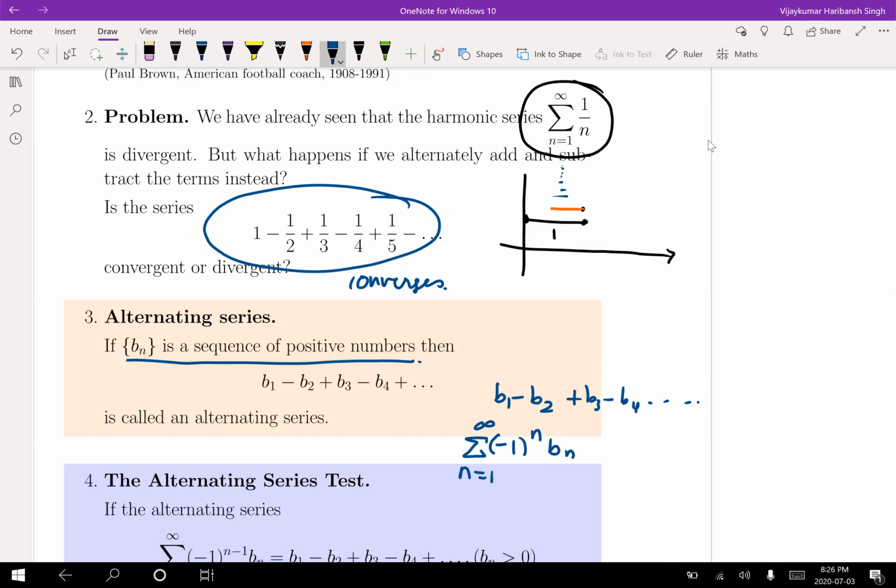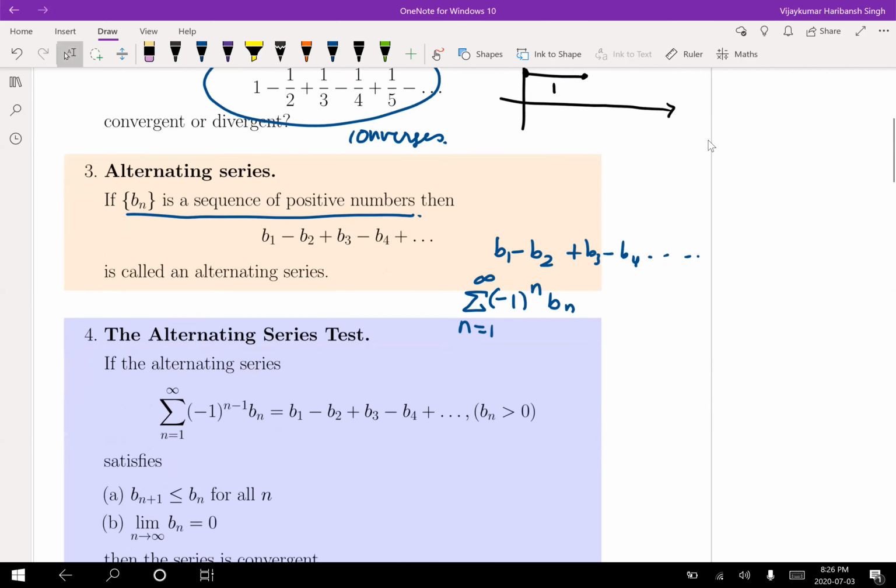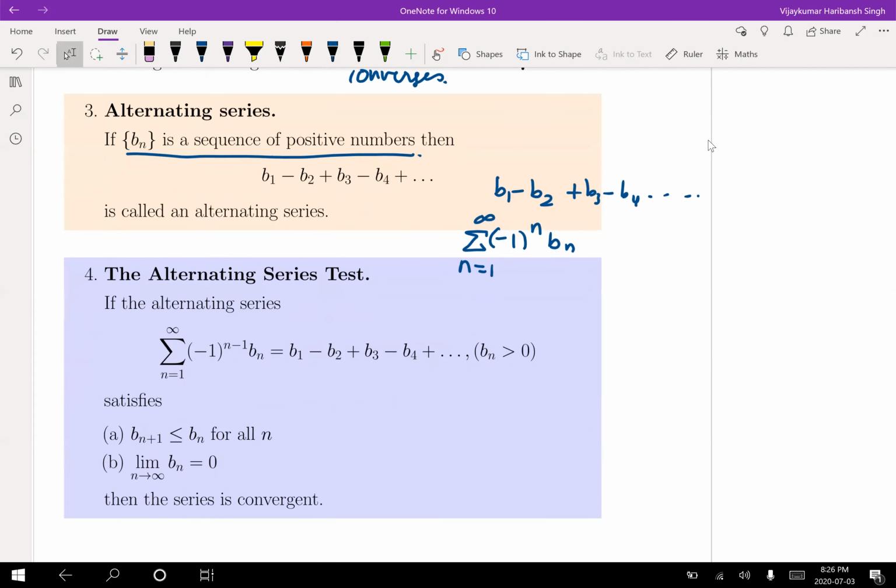To check whether an alternating series converges or not, we have the alternating series test. Here, the summation of minus 1 to the power n minus 1 times bn is b1 minus b2 plus b3 minus b4. Minus 1 to the power odd gives you negative, and minus 1 to the power even gives you positive. So the sign keeps changing because of the power, moving over odd and even numbers. This is how it changes.